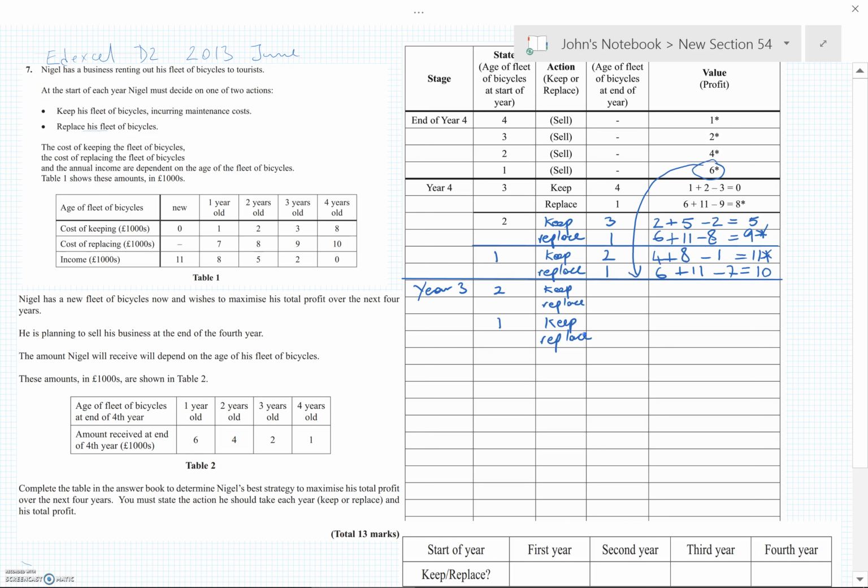Okay, so let's just do the first state first, which is the 2-year-old bicycles. If we have 2-year-old bicycles, they will become 3-year-old bicycles. Okay, let's just rub that out from the time before. They will become 3-year-old bicycles, and we're going to be pulling down the stage 3 from before, which is the 8.